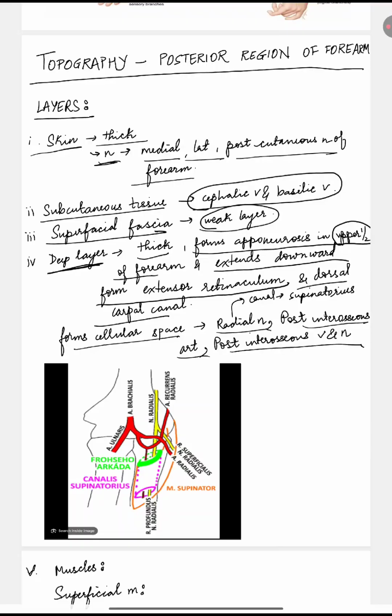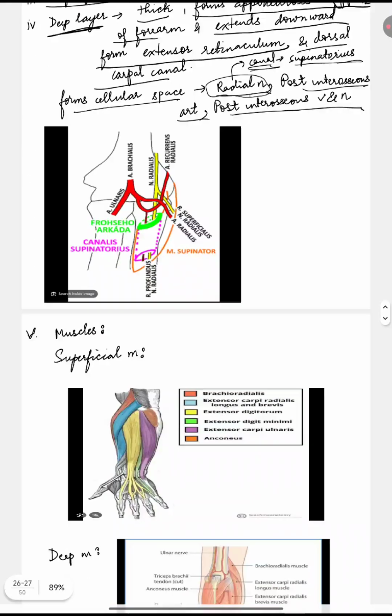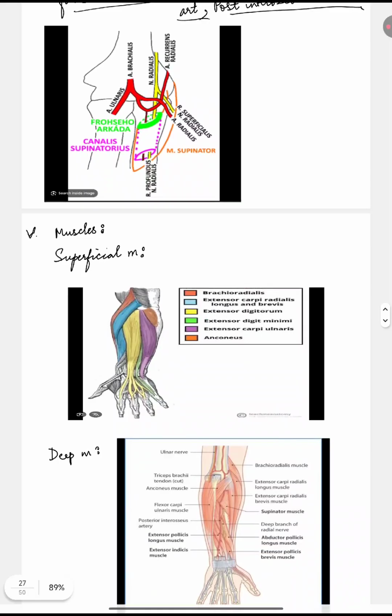This radial nerve passes from a canal, which is canalis supinatoris. Now the muscles. The superficial muscles are extensor carpi radialis longus and brevis.